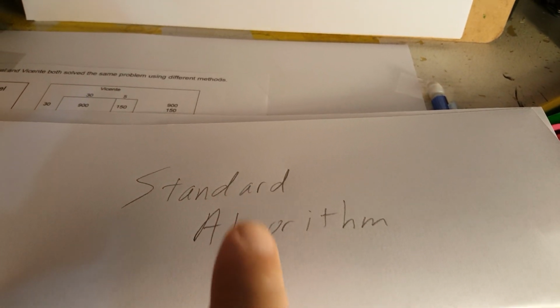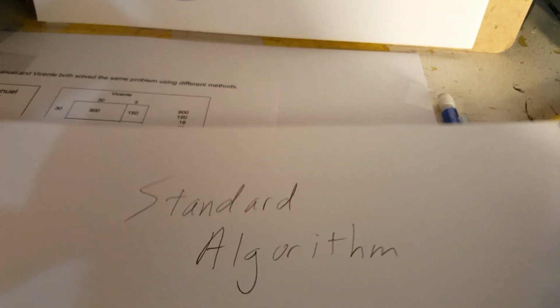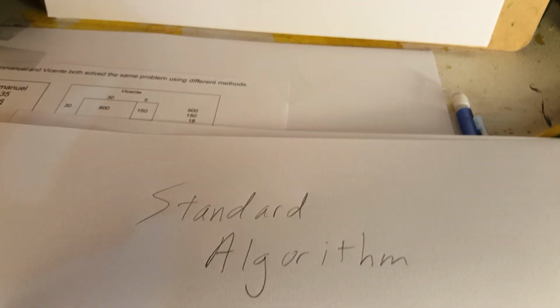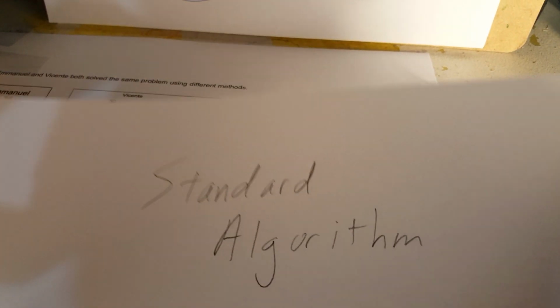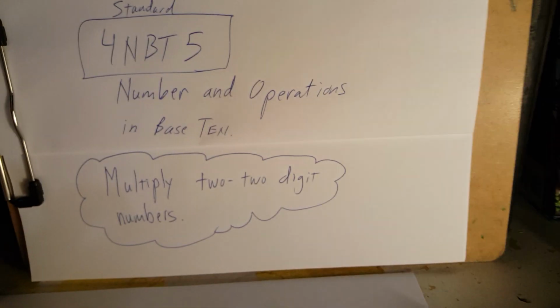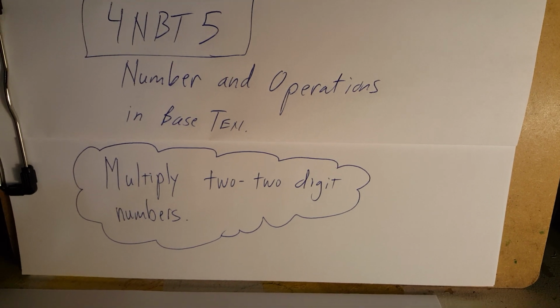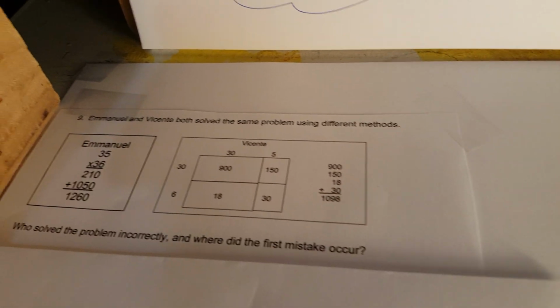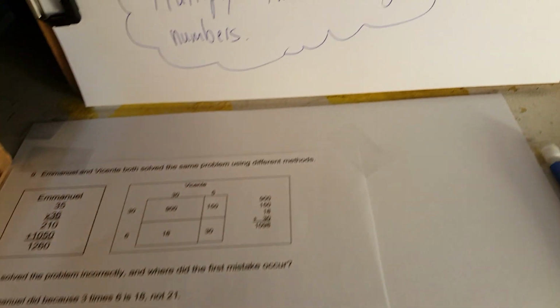One of the parts is going to be standard algorithm, which is what I learned when I was growing up way back in 4th grade. And now that I've learned area model and partial product, I find this one to be the least boring. But everyone has their own favorite way of multiplying. Let's do it. There's the standard. Multiply two-digit numbers. We're still doing that. And here's the problem. You can see all the possible answers down there.